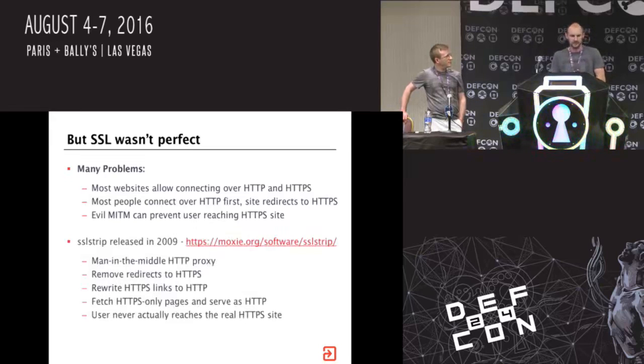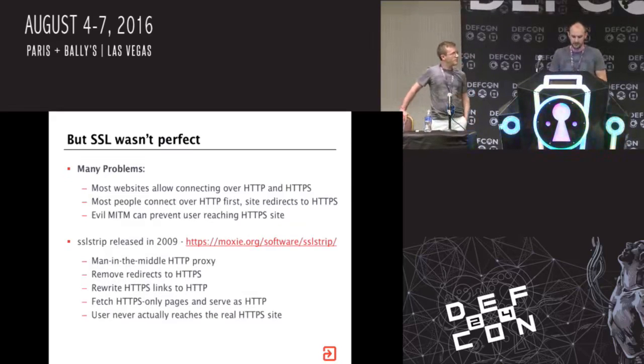Moxie Marlinspike demonstrated this in 2009 with SSL Strip. A great tool for man-in-the-middling these connections, downgrading them all to HTTP, and the only indication to the user was that the padlock in the corner of the screen wasn't there. And again, a lot of users wouldn't be checking that anyway.